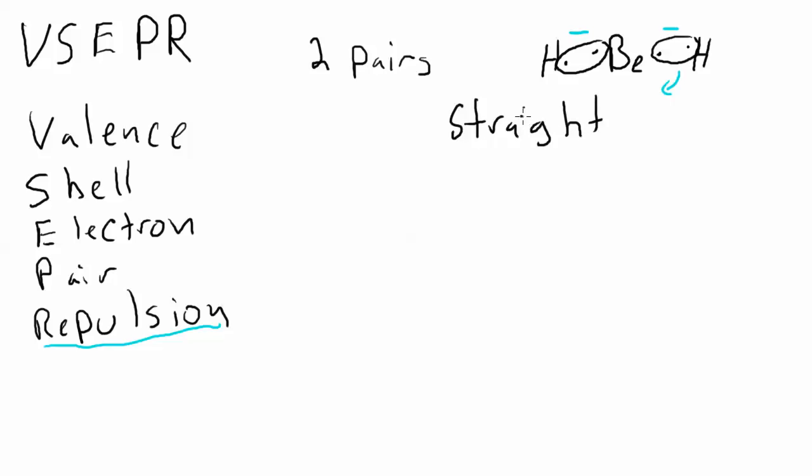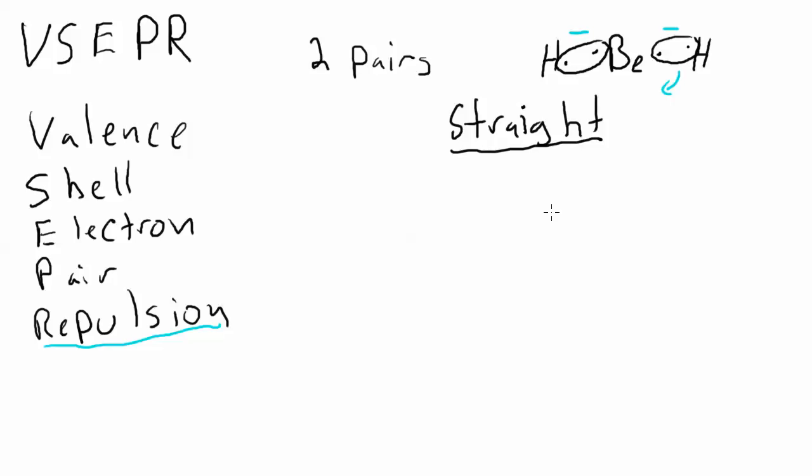Now, what you need to remember is not necessarily the angle here, but the name of the shape. So this would be beryllium hydride, and it would be a straight molecule. It'd have hydrogen, then beryllium in the middle, and another hydrogen straight across from it.